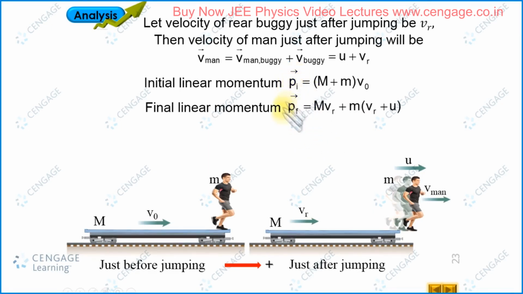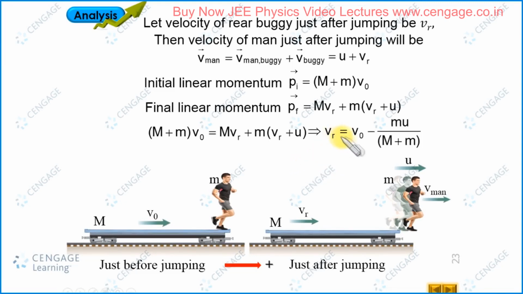Initial linear momentum and final linear momentum should be equal. So let us equate these two values, and if we solve this equation, we can find the value of Vr. Vr is the velocity of the rear buggy, and Vr equals V0 minus mu divided by (M + m). This is the velocity of the rear buggy just after jumping.